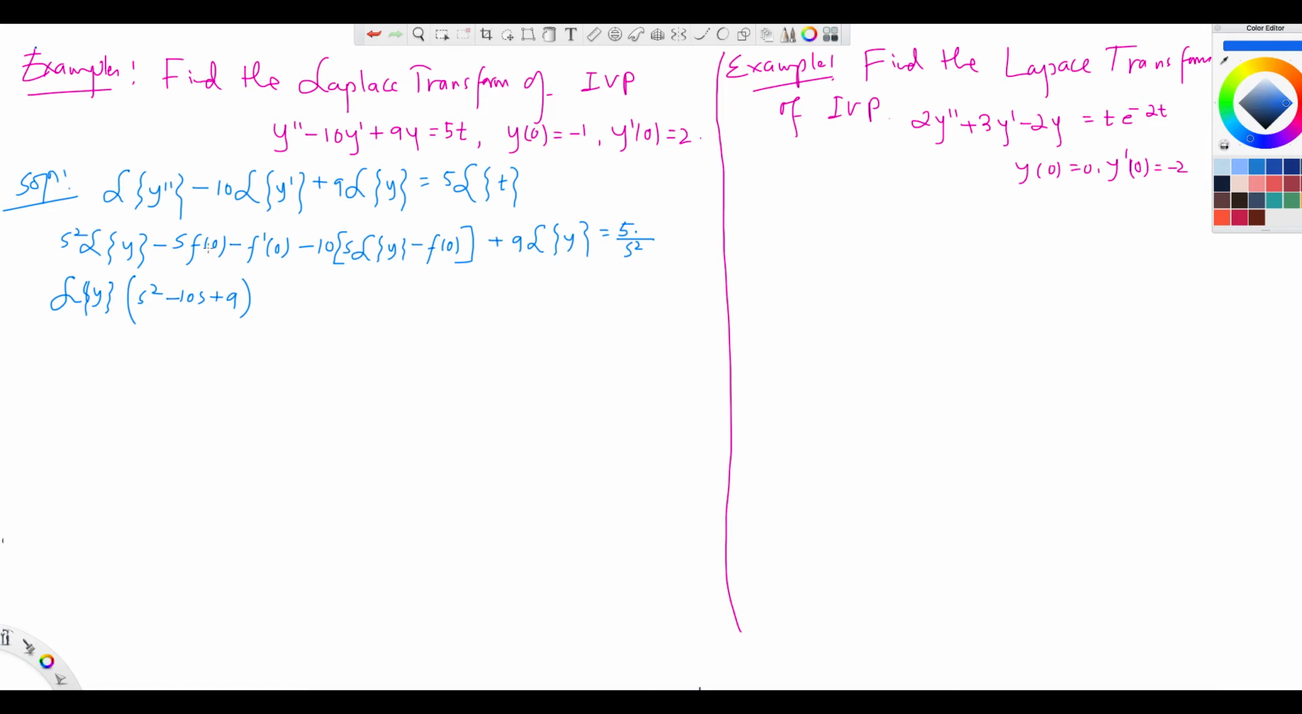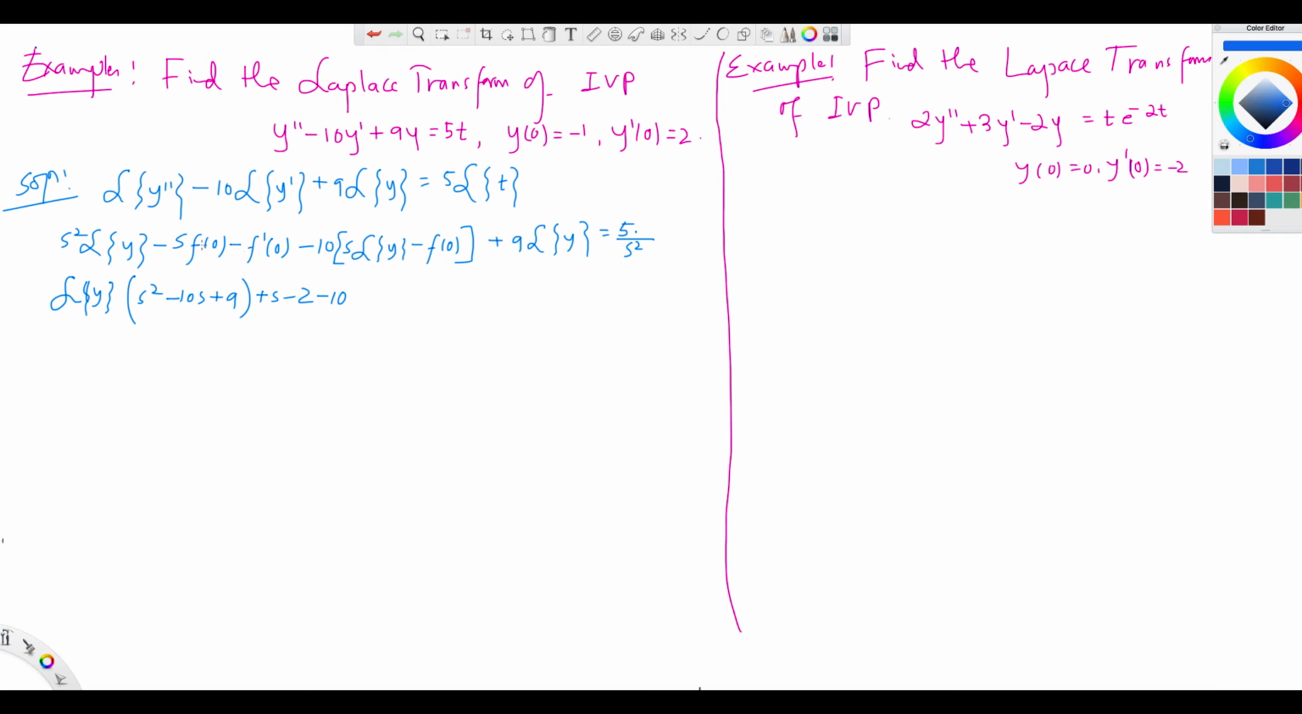S times f of 0. What is s times f of 0? f of 0 is basically y of 0, right? So negative 1. So negative 1 times s is positive s. You see that? And then f prime of 0 is 2, so it is minus 2. And then here negative 10 times negative f of 0. f of 0 is negative 1, so negative 10 times negative 1 will be negative 10, right? You see that one more time?